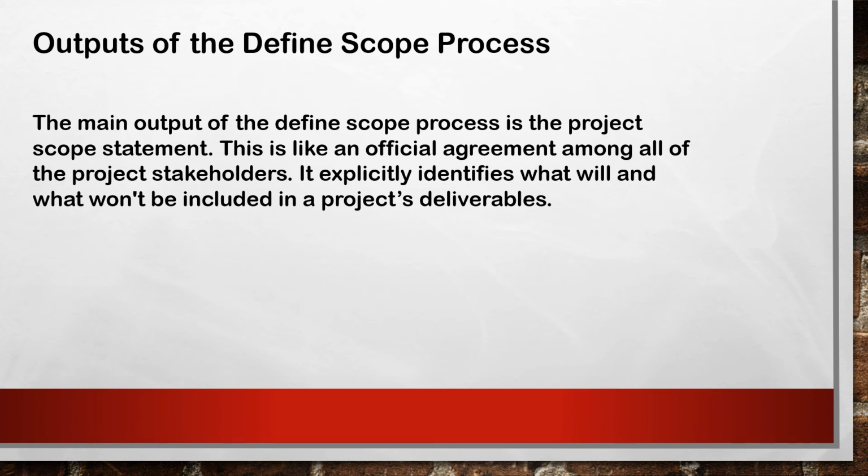The main output of defining scope is the project scope statement. This is like an official agreement among all the project stakeholders. It explicitly identifies what would and would not be included in the deliverables. Kung ano pala yung hindi or yung mga pwede i-include sa isang project which is deliverable o can deliver. Pwede siya i-deliver ng maayos.